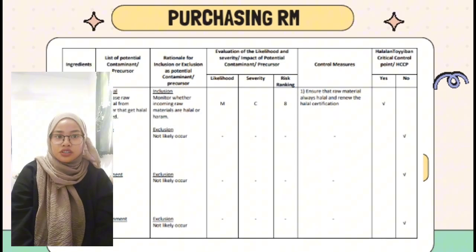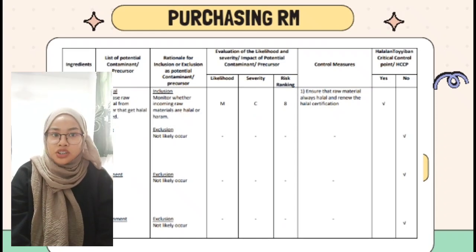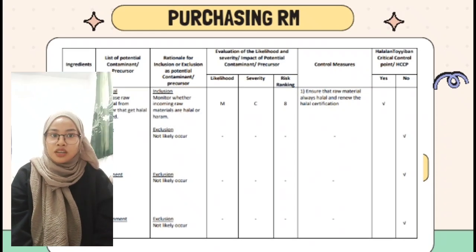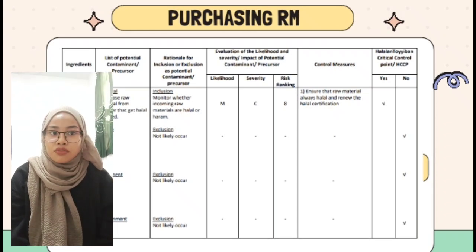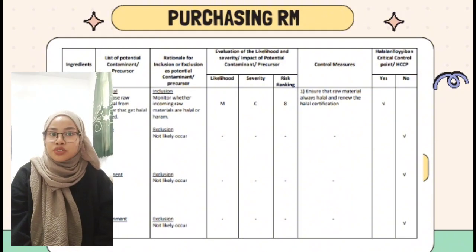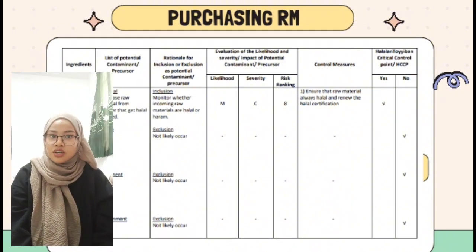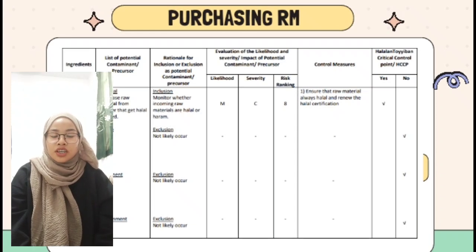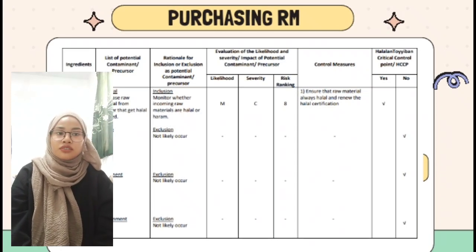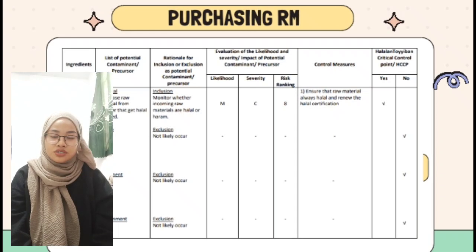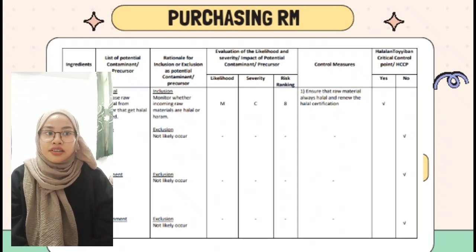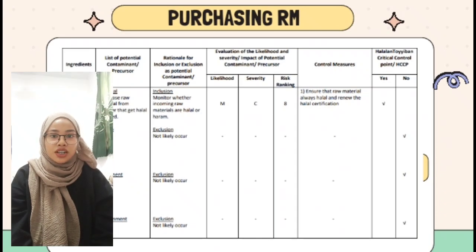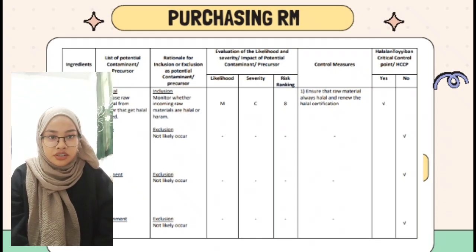Purchasing raw material. List of potential contaminant material: purchase raw material from suppliers that are halal certified. Rationale for inclusion or exclusion as potential contaminant. Inclusion: monitor whether incoming raw material is halal or haram. Likelihood moderate, severity critical. So the total risk ranking is 8. The control measure ensures that the raw material is always halal and renews the halal certification.